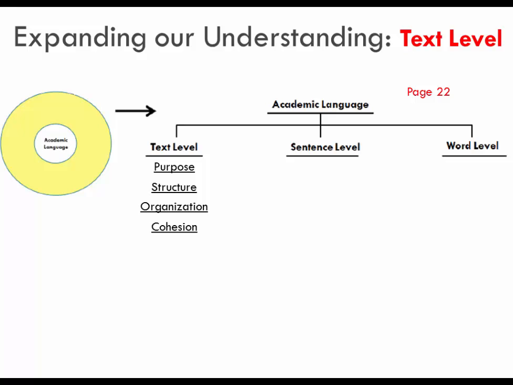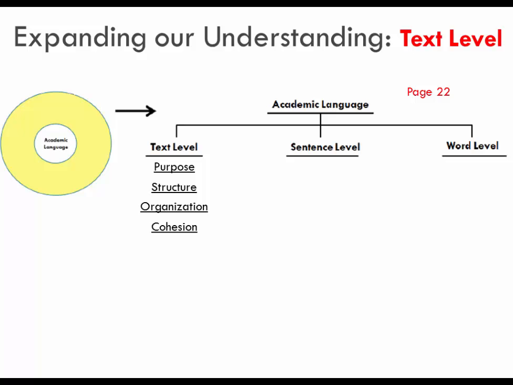As we look at academic language at each level, we will continue to refine our definition of academic language and see what demands are present at each level. Turn to page 22 of your handbook and complete the second branch of the tree map recording characteristics of academic language at the sentence level. Pause the recording as you complete the activity.